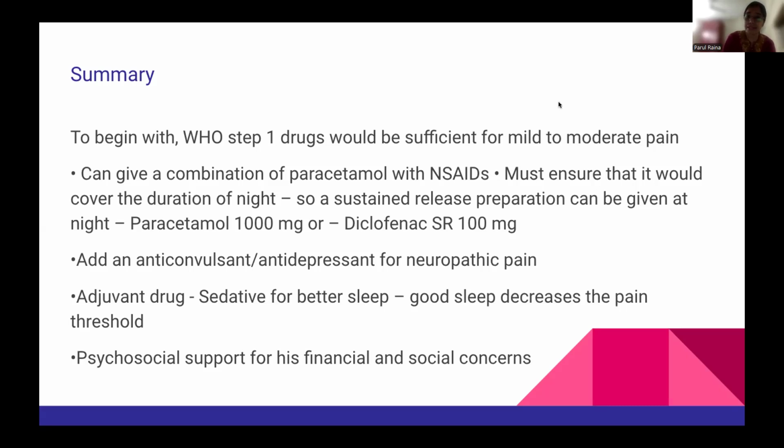We can add anticonvulsants or antidepressants for neuropathic pain. If the patient is complaining of poor sleep, we have to add a sedative adjuvant for better sleep, because whenever the patient sleeps well, the pain threshold automatically goes up. So we always have to remember that we are covering that aspect also. And psychological support for his financial and social concerns needs to be considered and evaluated to manage the total pain of the patient.